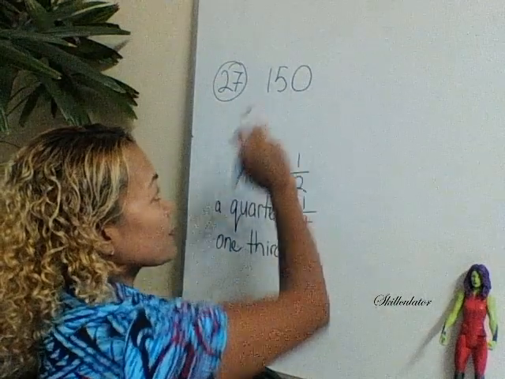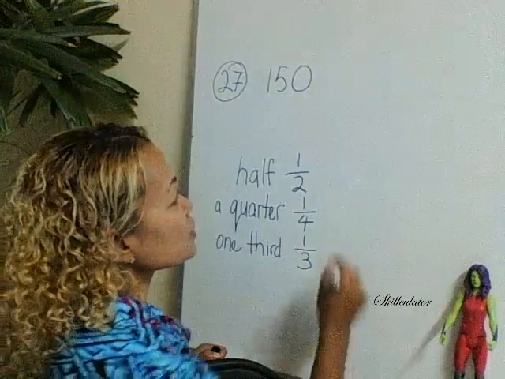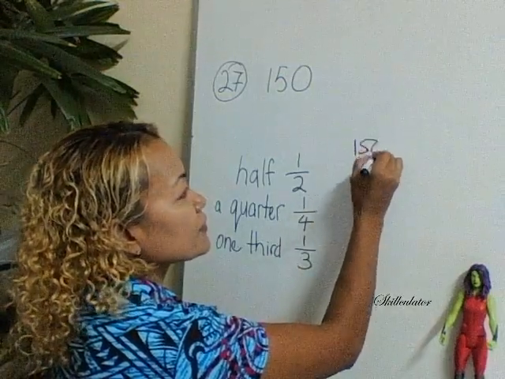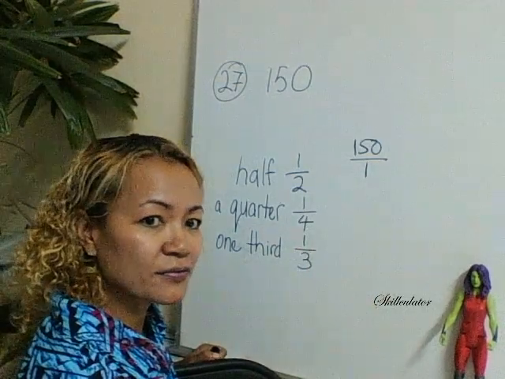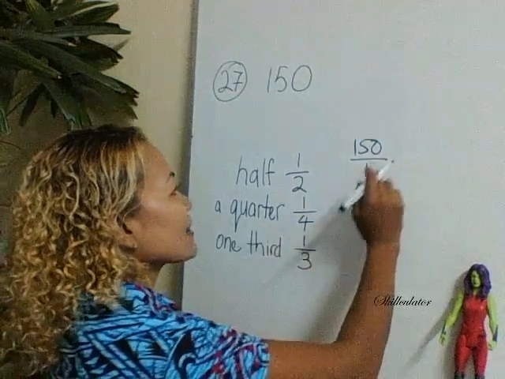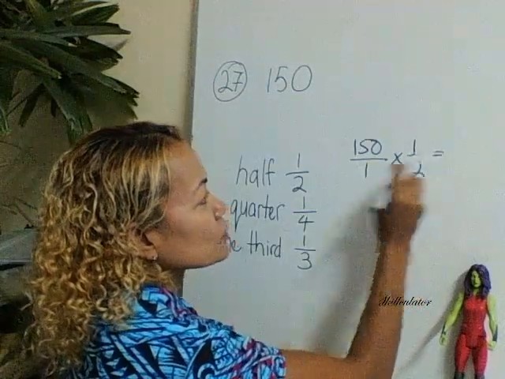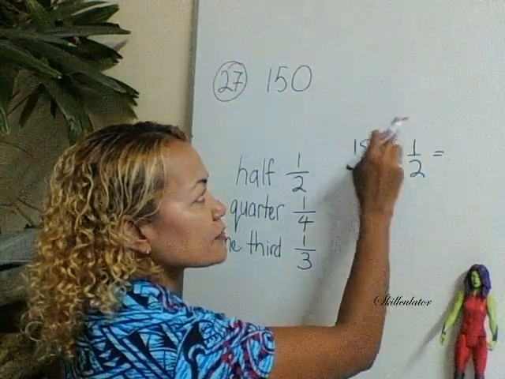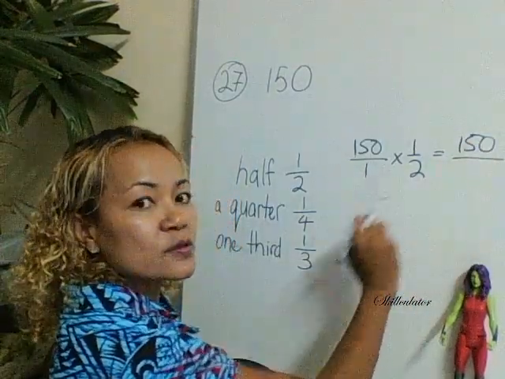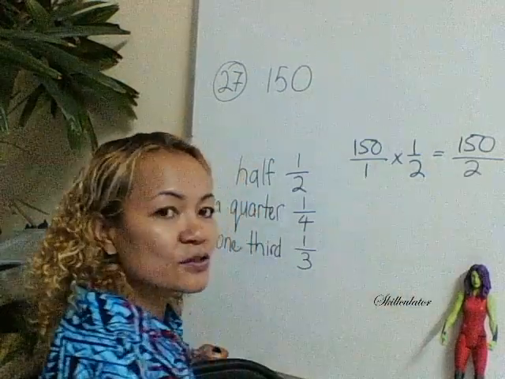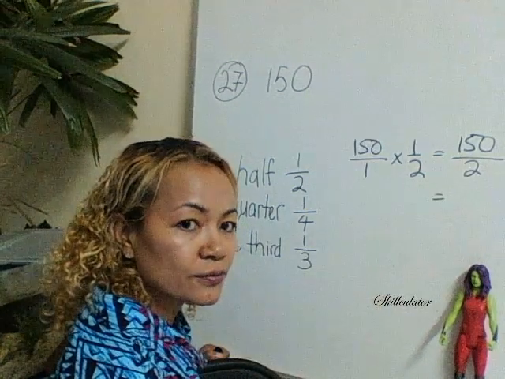Okay? So 150 goats. First thing, convert the 150 into a fraction. So 150 over 1. Now it's a fraction. Any number, to convert it to a fraction, just put it over 1. Then you multiply by half. Is equal to, multiply the numerators, 150 times 1 is 150. 1 times 2 is 2. And then you take the 150 and you divide it by 2.